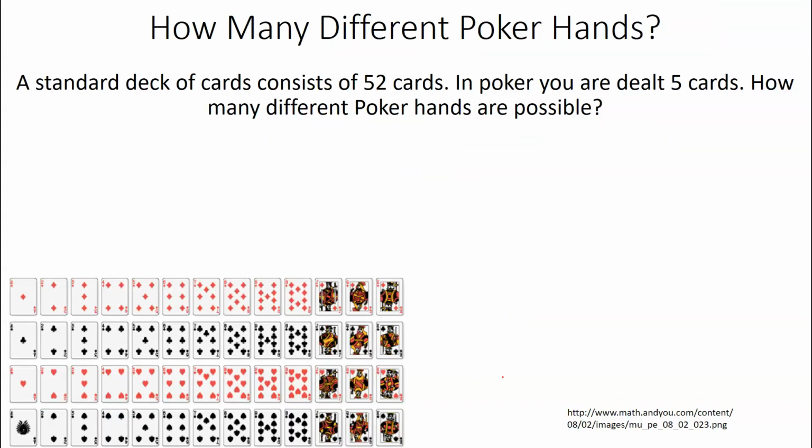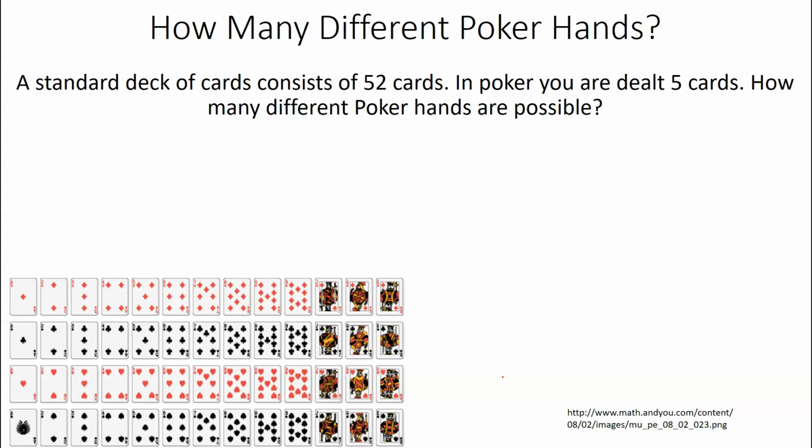Poker hands. Okay, so let's take a look at this one. A standard deck of cards consisting of 52 cards. In poker, you're dealt 5. How many different poker hands are possible? Here again, is this a combination question or a permutation? And this time I didn't give it away. So I want you to think about that. What would it be? Combination or permutation?